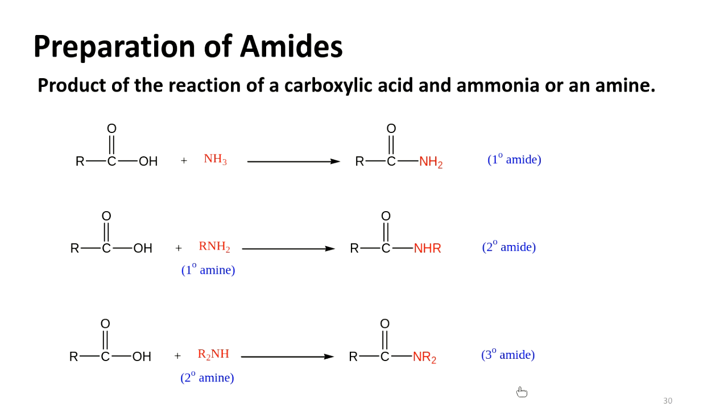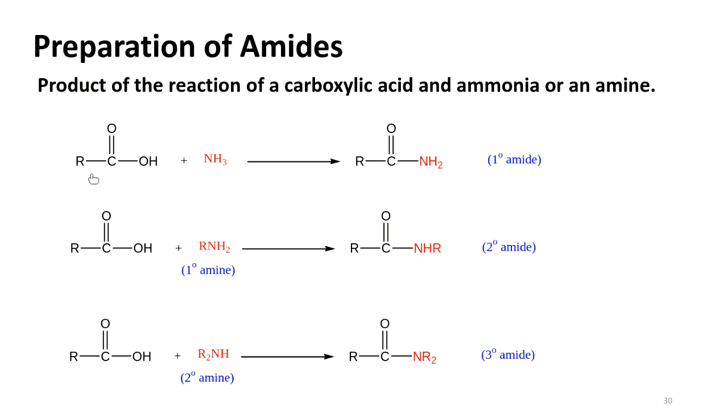Anybody? If you react an acid and an amine, what is the first thing that we're going to form? We're going to form a salt. We know that this is our acid. We know our amines are organic bases, right? So we're going to form an ammonium salt.